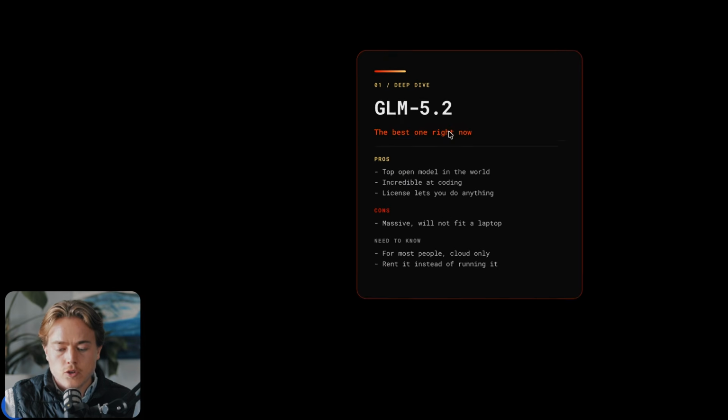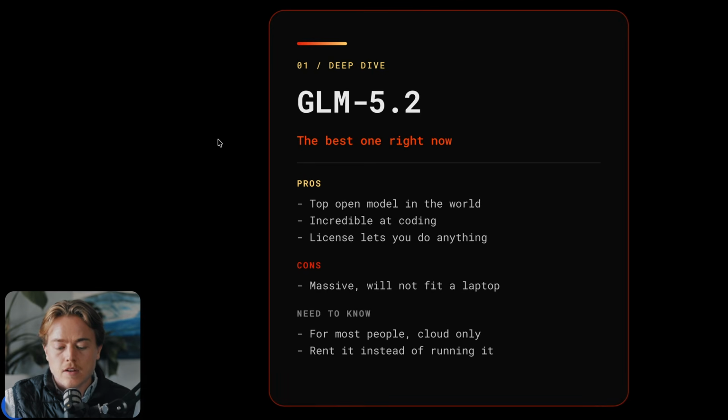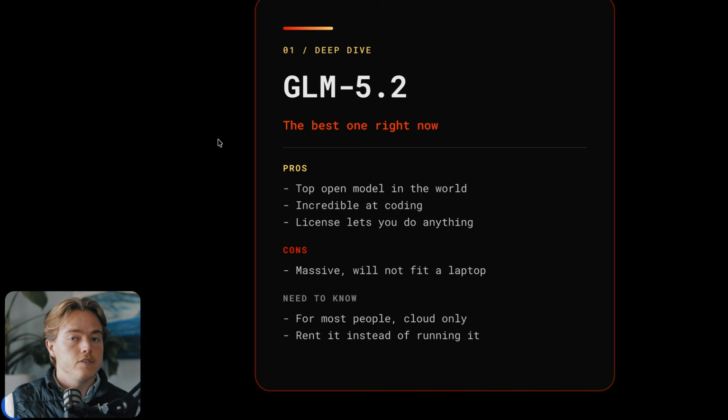Well, first up, we mentioned it before, is GLM 5.2. This is the best open model out there right now. And the license is super open. You can basically create a company that's selling GLM 5.2 to people, and that's fine. But it is a massive model, which makes it really, really hard to run locally. If you're on a laptop, there's no way you're going to be able to do it.